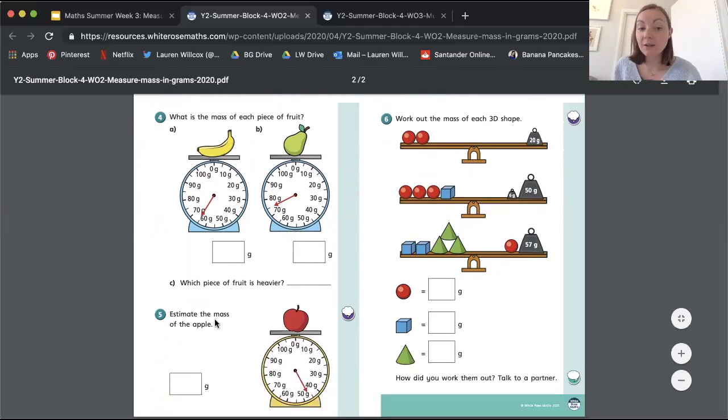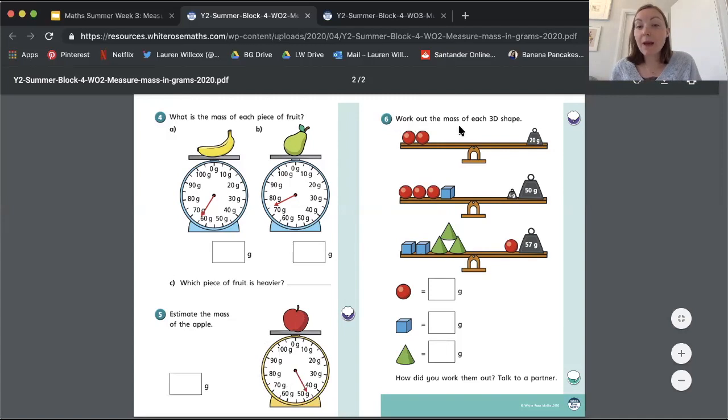Question 5 says, estimate the mass of the apple. So here we can think about what could be between 40 and 50. That's where it's pointing. Estimate how heavy the apple is. Okay, well done so far. You've got question 6 now.